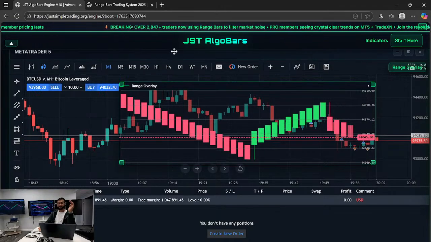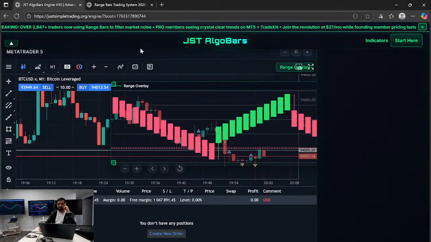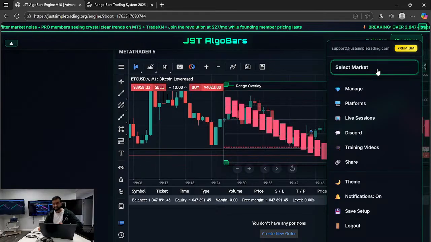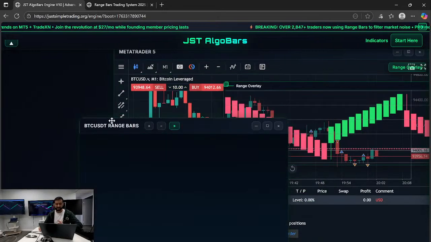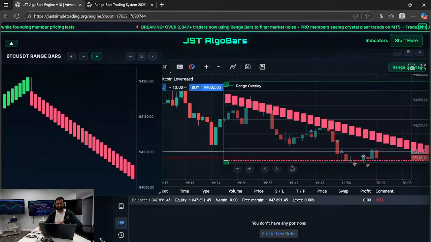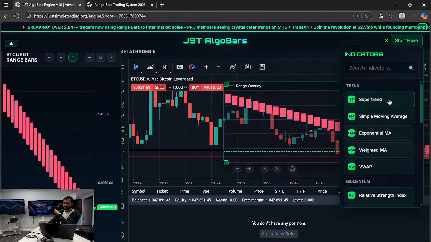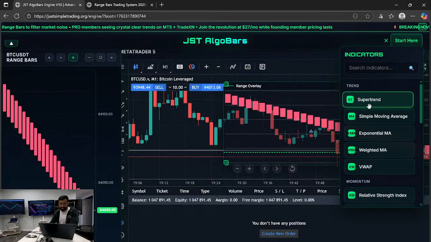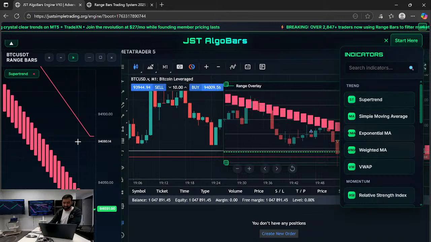So here's the thing. Actually, what we've built is you can have the super trend indicator on the range bars. Let me show you guys this. Basically, it's using range bar logic and not time-based candle logic to build the super trend. What do those things mean? I'll show you. If I click indicators, you can see we've built out all of these indicators for the range bars. They're specific to the range bars. So I'll just click and drag the super trend over, and there you go.